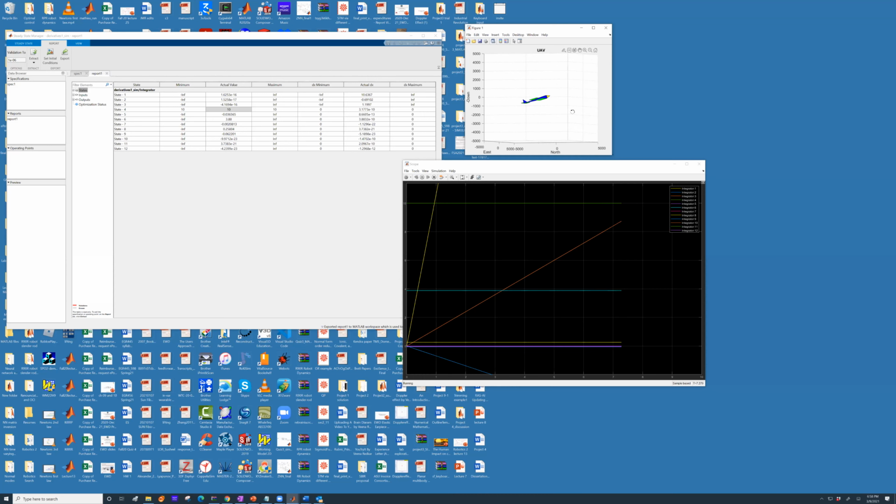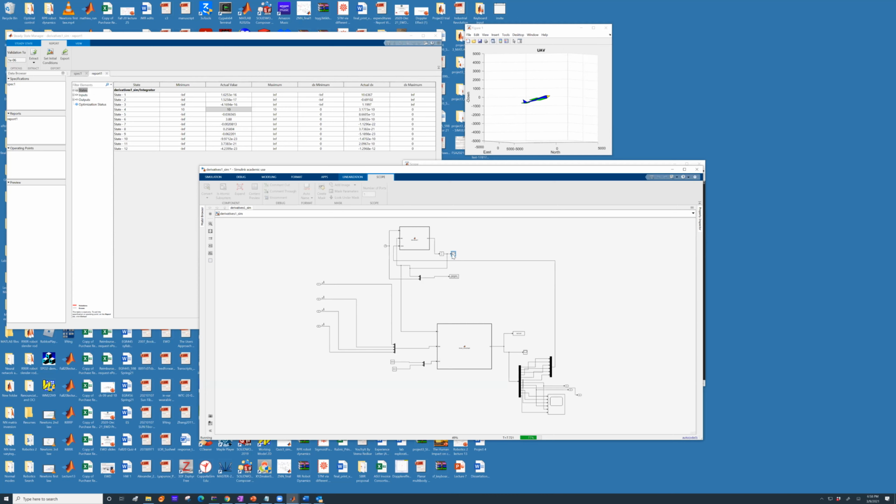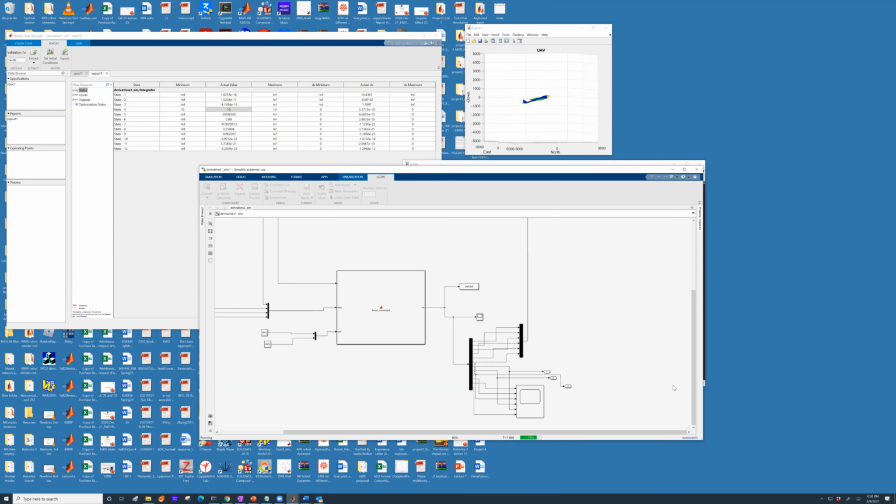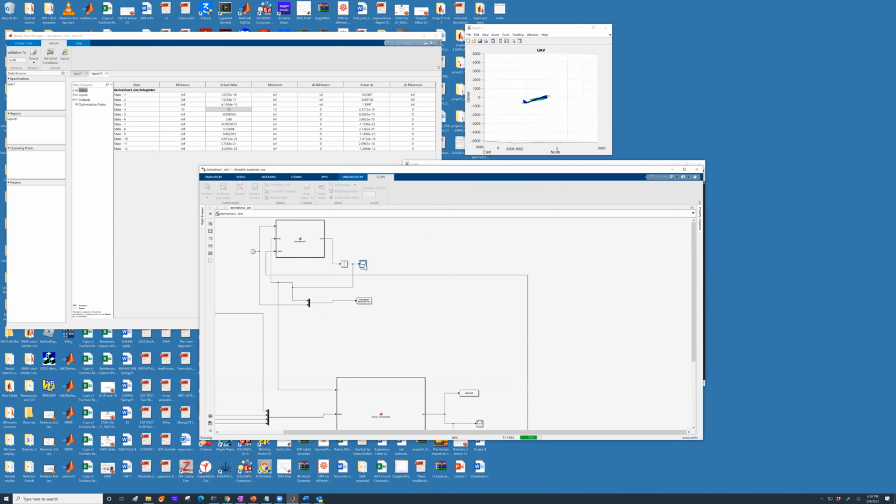Did you export the states to get the integrator scope? No, I did not export anything. I just double click on the scope in the Simulink here. This is the scope. I double click. I did not integrate anything.